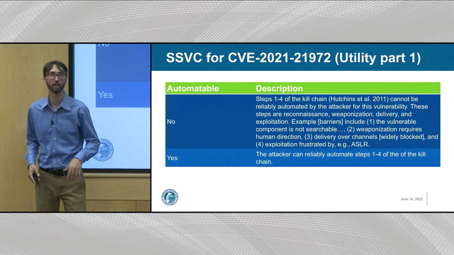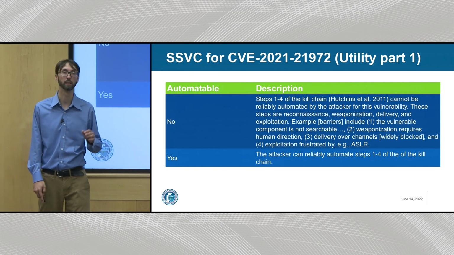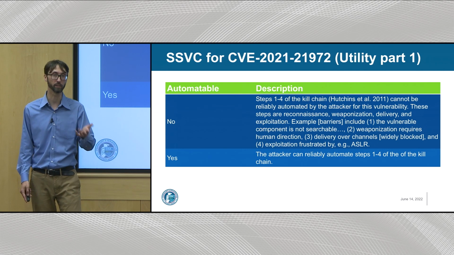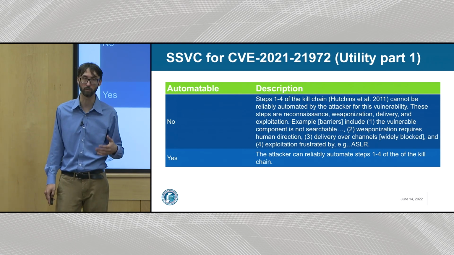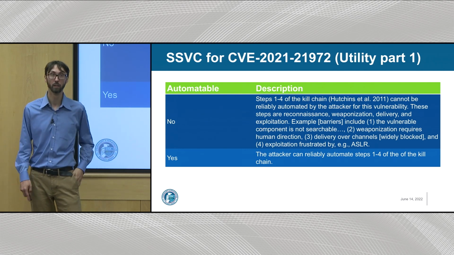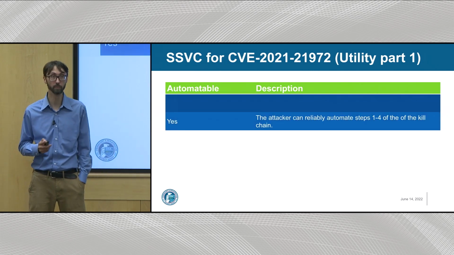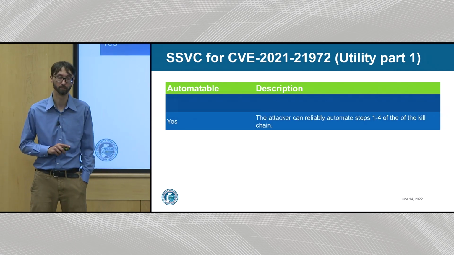The exploit is reliable. There's no human direction for the exploit. The delivery is not widely blocked because it's 443 and there's no other account or credentials that are needed. You just need to be able to access the server. And there's nothing really that you can do once that's delivered. So this is automatable.